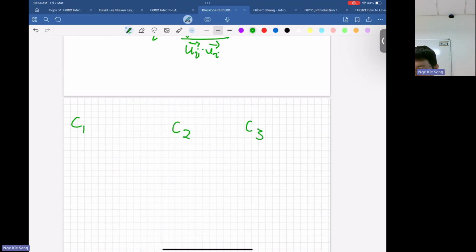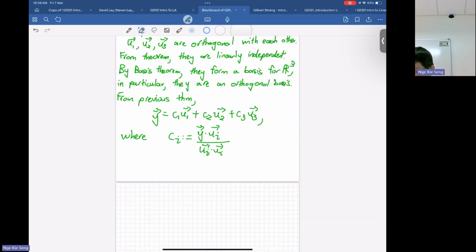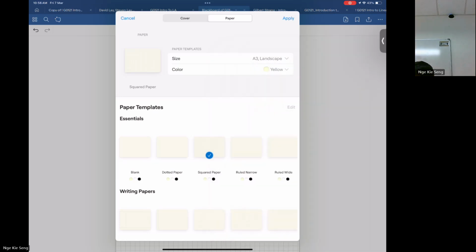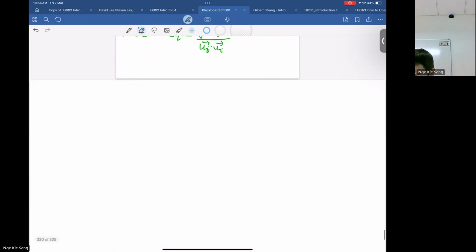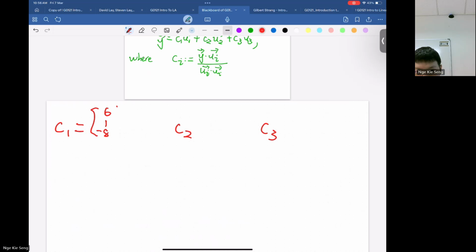So there are 3 of them you need to compute, C1, C2, and C3. The computation is not hard, just write down all your vectors and line them up.